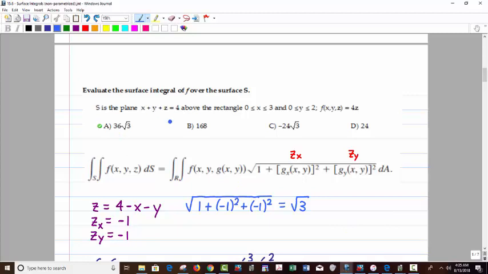Then from x plus y plus z equals 4, we have z equals 4 minus x minus y. Let's take both partials. This one's nice and easy because you get a -1 and a -1. So to fill out that radical, you basically just have the square root of 1 plus 1 plus 1, which is the square root of 3.